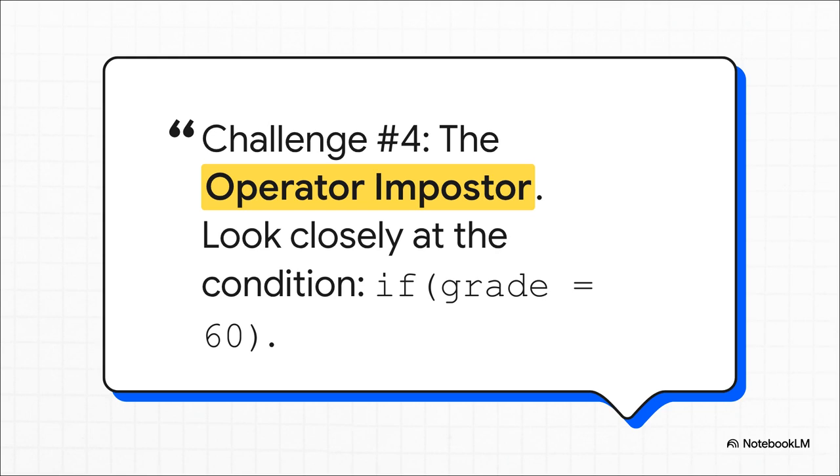Oh, here's a true classic. I think this one has probably bitten every single programmer at least once in their career. It looks like a simple if-else statement for checking a grade. But I want you to look very, very closely at the condition inside the if. It looks like we're checking if the grade is equal to 60. But are we really?